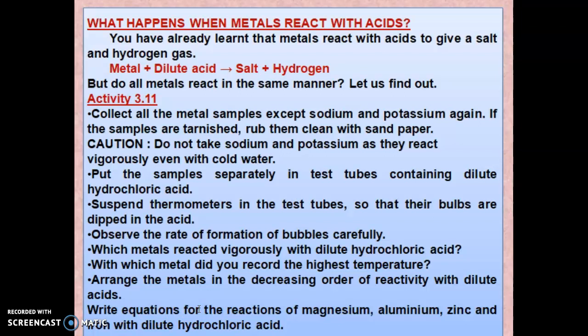So in this activity, we are taking a sample in the test tube and adding dilute hydrochloric acid to it. We suspend the thermometer so that its bulb dips in the acid, to check the rate of formation of bubbles carefully. Here we are checking which metal reacts vigorously with hydrochloric acid, and you have to record the highest temperature. Then you have to arrange the metals in the decreasing order of their reactivity with dilute hydrochloric acid.